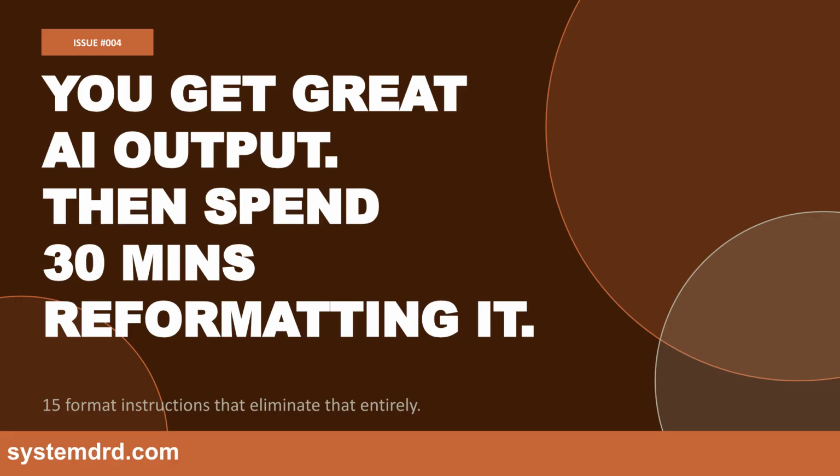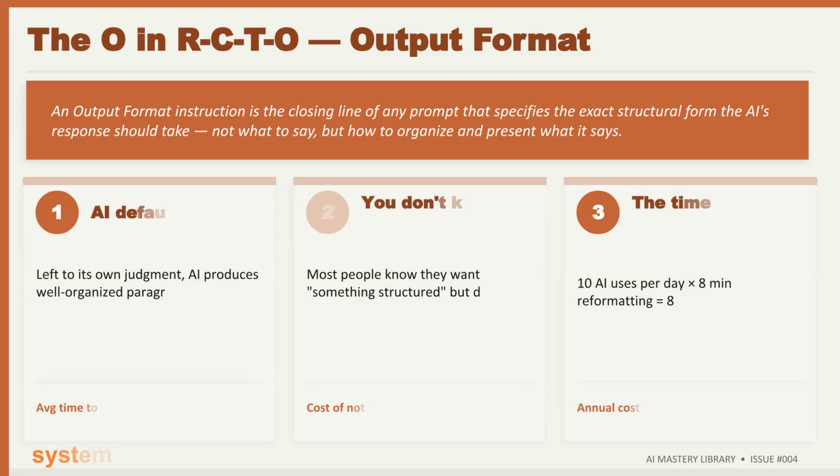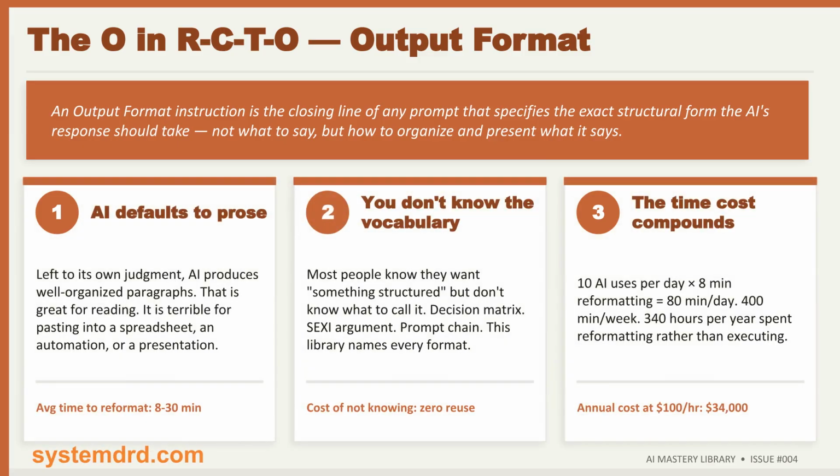This is the final piece of the RCTO framework we've been building. Let's nail the definition first. An output format instruction is the closing line of any prompt that specifies the exact structural form the AI's response should take. Not what to say, but how to organize and present what it says.